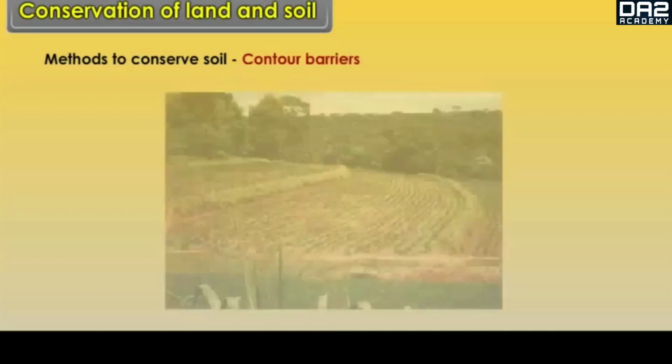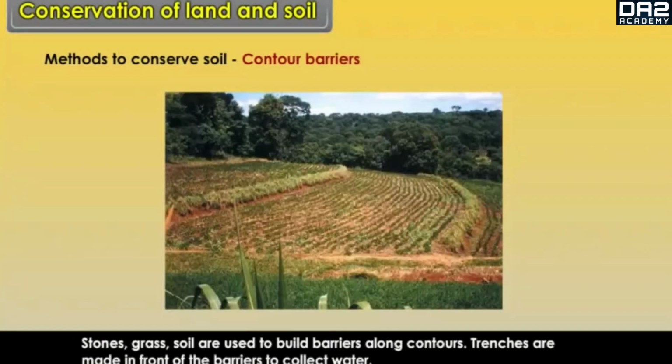Contour barriers. Stones, grass, soil are used to build barriers along contours. Trenches are made in front of the barriers to collect water.